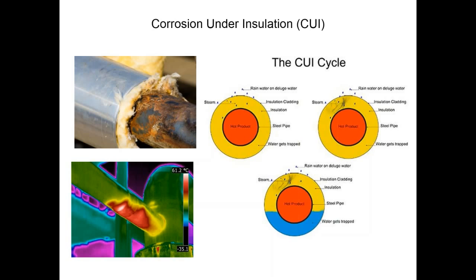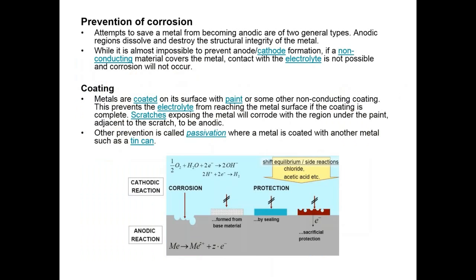Now, how do we prevent corrosion? Preventing corrosion is simply removing one of the three elements I mentioned earlier, which could be either removing the corroding material, removing the corrodant, or preventing the contact of the corrodant with the metal. Hence, coatings are a very important part of corrosion mitigation.